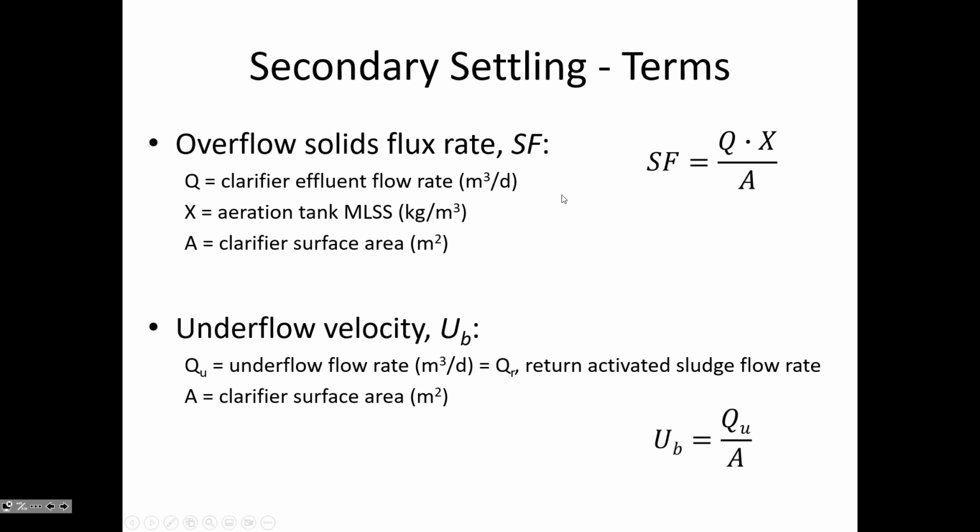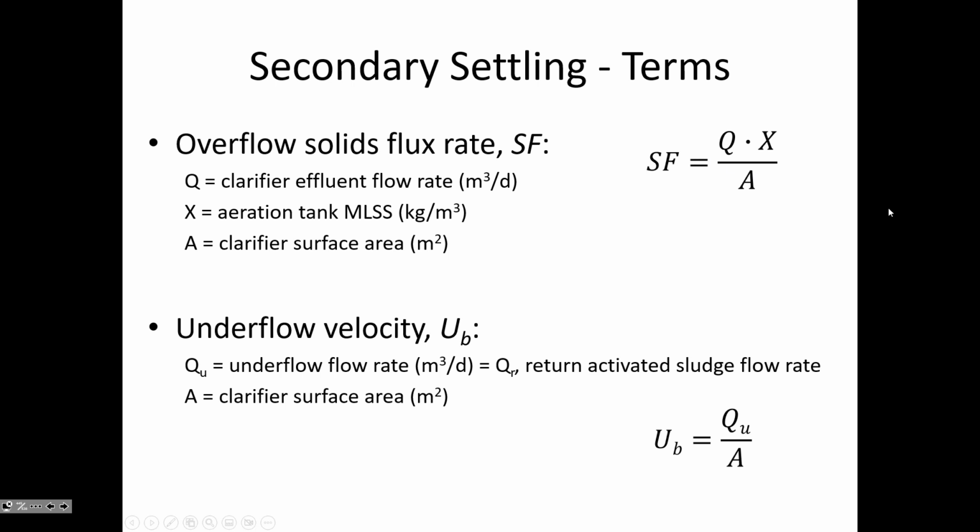The two things that we're going to be consistently comparing to each other during secondary settling are the overflow solids flux rate and the underflow solids flux. Now, if you look at the units of this, a flux just means some rate per unit area. The parameters that go into the overflow solids flux rate are the volumetric flow rate, so cubic meters per day, and then a mass concentration, so kilograms per cubic meter, or sometimes the mixed liquor volatile suspended solids, which we could express in grams per liter. Remember, grams per liter and kilograms per cubic meter are the same. In the numerator, we're going to have kilograms per day when we multiply those two things together. And then the denominator is per square meter.